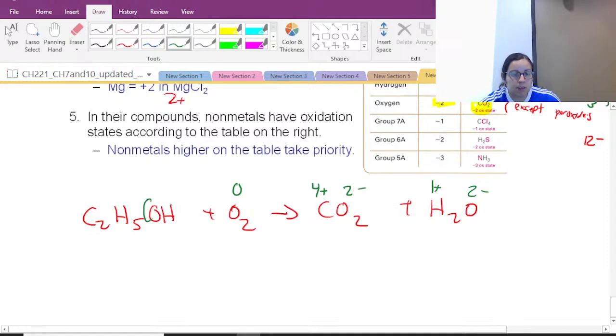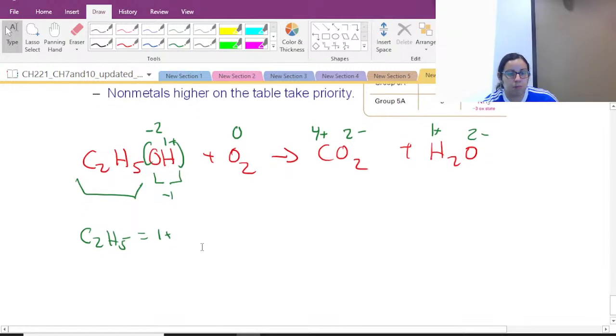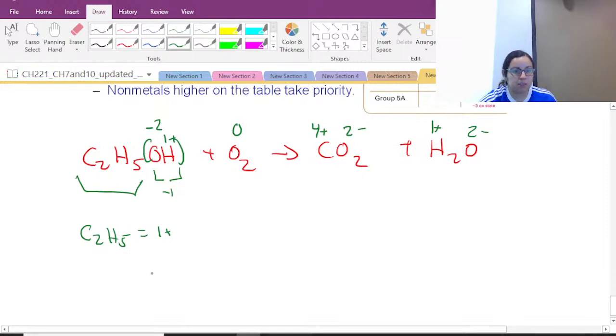And so I'm going to break off our OH group. That oxygen is -2, which leaves hydrogen as +1. So the total charge of the OH group is -1, right, you're talking about hydroxide? Yes, so this is -1. And that means that this C2H5 has to equal +1, right? So this is where we're going to get something weird.